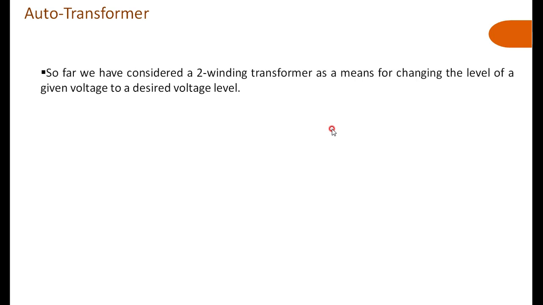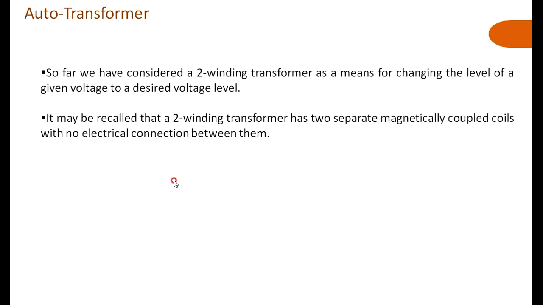So far we considered a two winding transformer as a means for changing the level of a given voltage to a desired voltage level. For example, if you want to step up the voltage from 200 to 400 volts, or 400 to 200 volts if you are stepping down, we used the two winding transformer. In the two winding transformer, the transfer of electrical energy or electrical power from one circuit to the other circuit is purely on electromagnetic induction that we have studied.